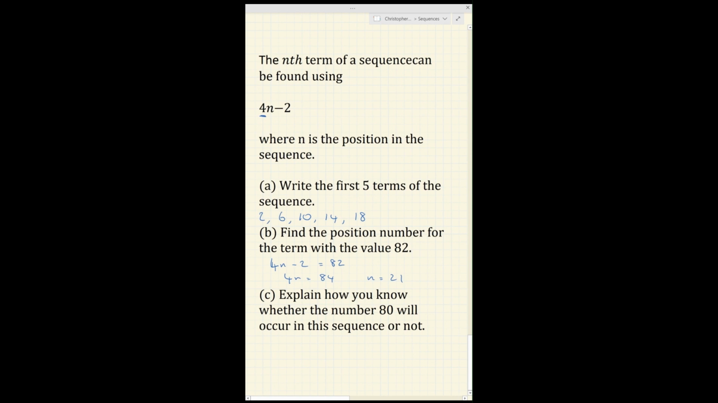Explain how you know whether the number 80 will occur in the sequence or not. Well, the sequence goes up by 4 each time, and 82 is the 21st term, and so the one before that will be 78, not 80. So that's how I know that 80 will not occur.